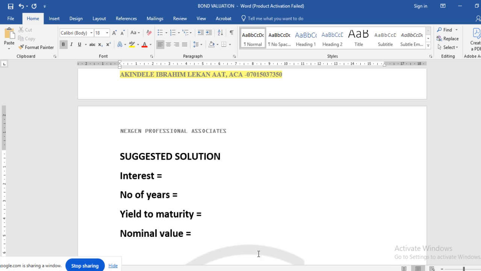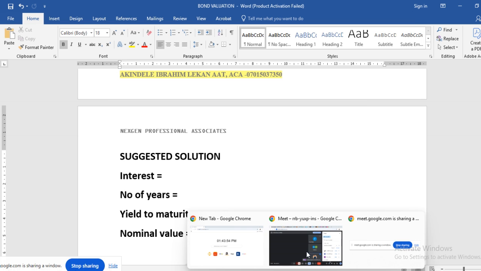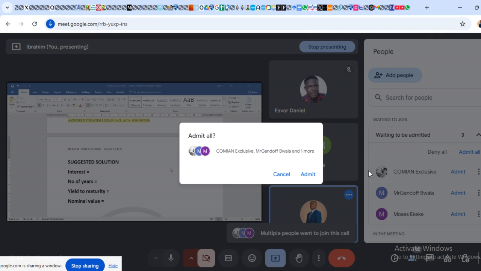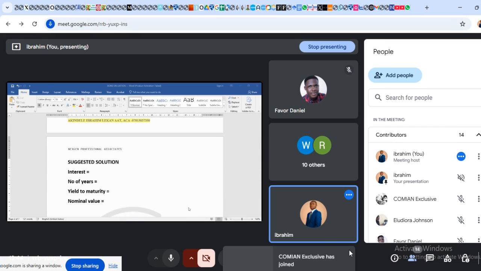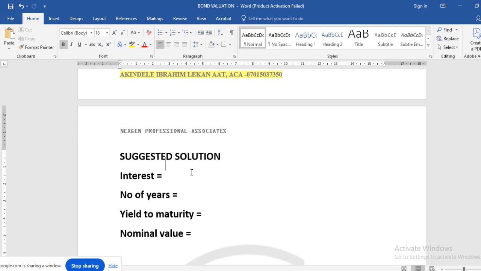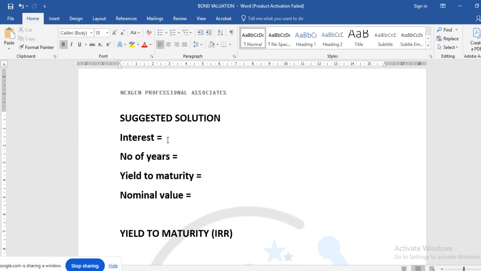So we can pick now from the question. Let's quickly go back to the question. Okay, suggested solution. So what is the interest in this question? How many percent, class? The interest is 8%. So how do we do it?